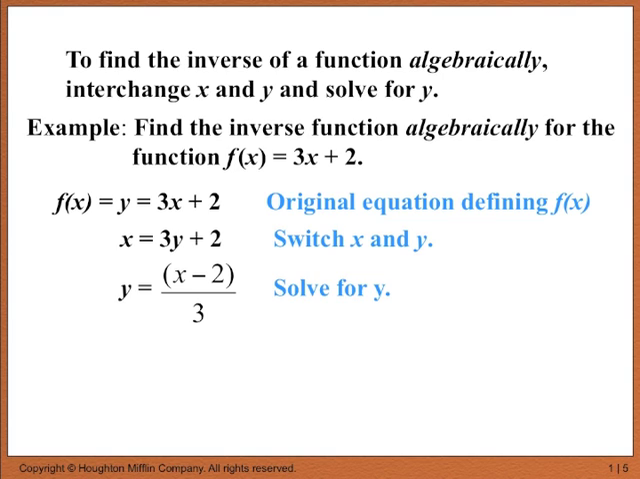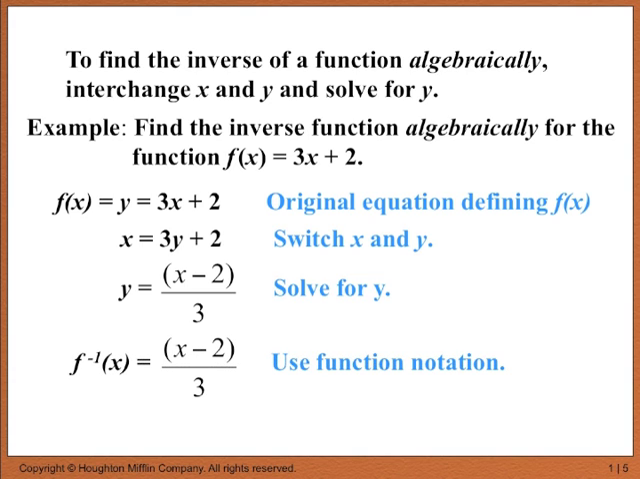Now the final step is simply to use function notation, because that y that we just calculated is the same as f inverse of x because we swapped the x's and the y's. And so f inverse of x equals (x minus 2) over 3. This is the process for calculating the inverse function.